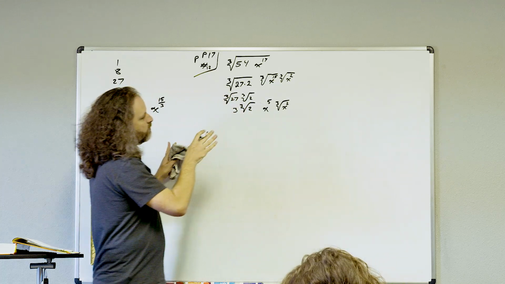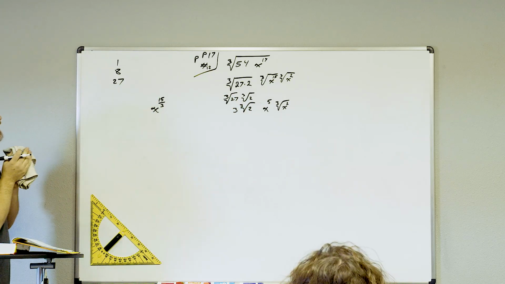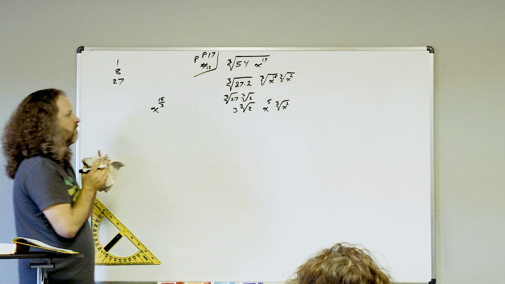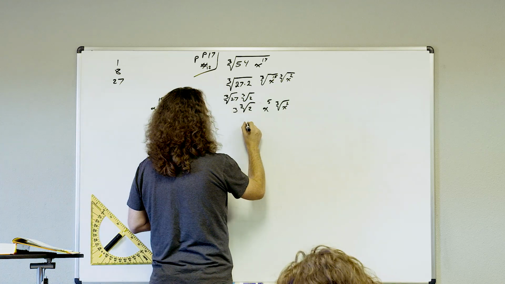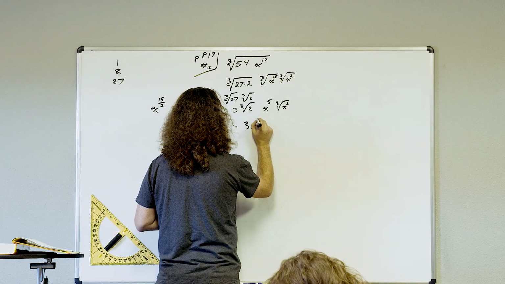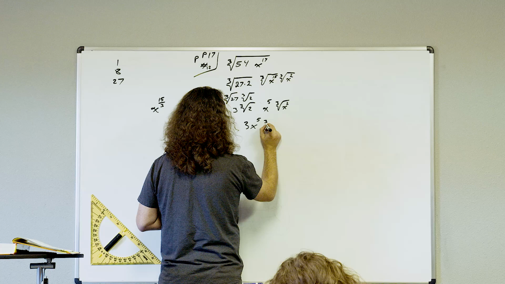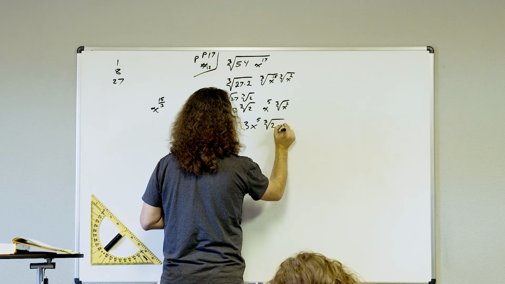Right? Now we need to do one more thing to clean it up. What do we need to do to clean it up? Put together the powers and the exponents. That's right. So we end up with 3x to the 5th times the cube root of 2x squared.